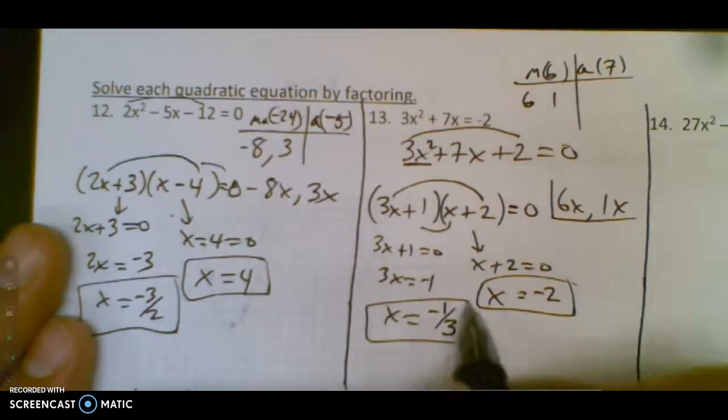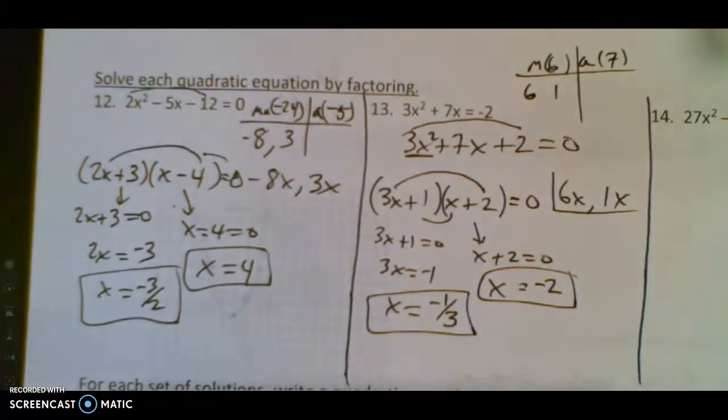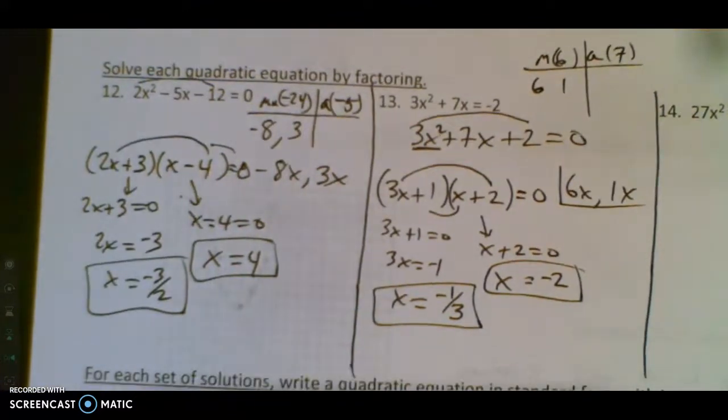And the answer is -1/3. There's my two answers. If I graphed it, those would be x-intercepts, which is pretty cool.